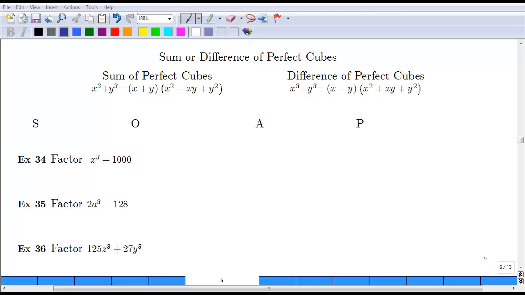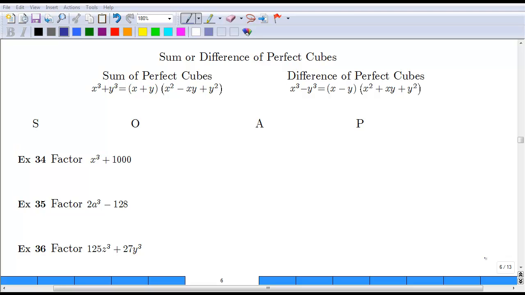And the reason we can do a sum or difference of perfect cubes in the real numbers is because when we cube a number, it keeps its sign. So if we have a positive number and we cube it, it remains positive. If we cube a negative number, it remains negative. So in that case, we can factor either case.